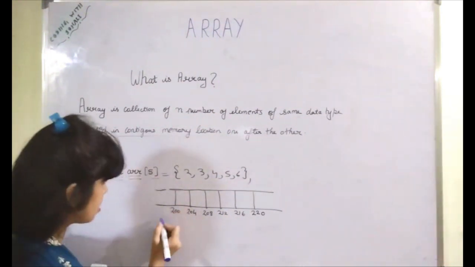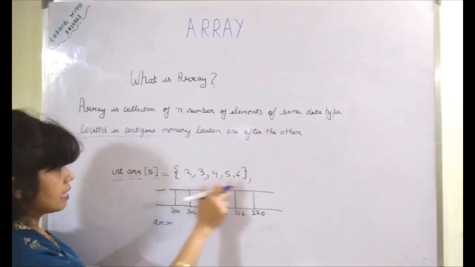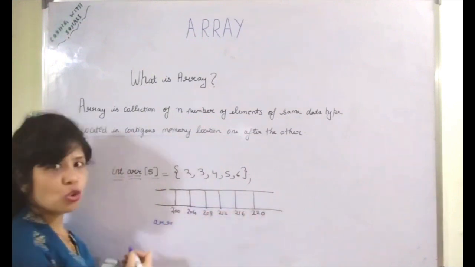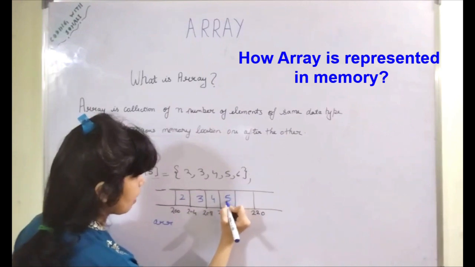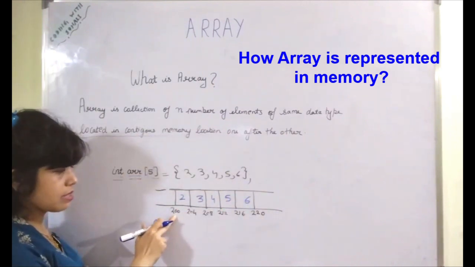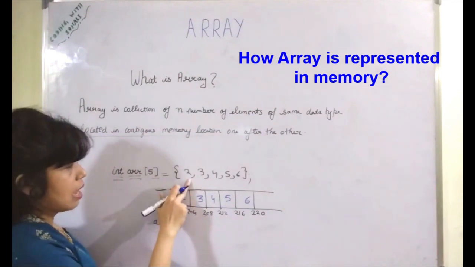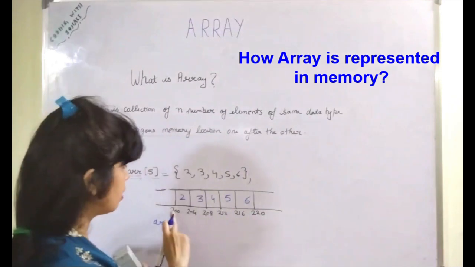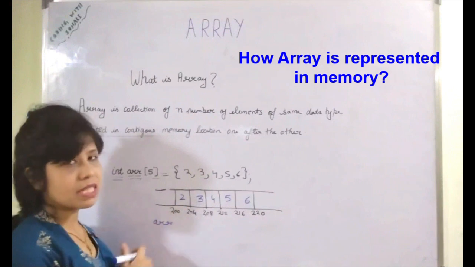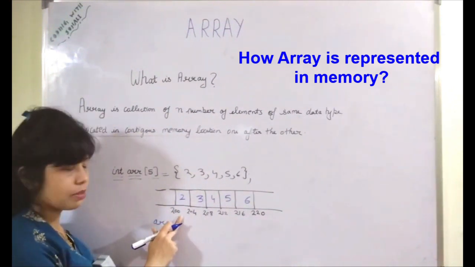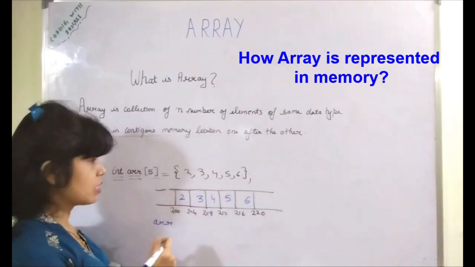Suppose this is my array, that is a 1D array, and this array name is ARR, and these are the elements. How will they be stored in the memory? This is 2, 3, 4, 5 and 6. Suppose the address is 200, where we want to store the element of the array. Usually the address in case of an array will be in hexadecimal form, but for simplicity purposes I am giving this address.